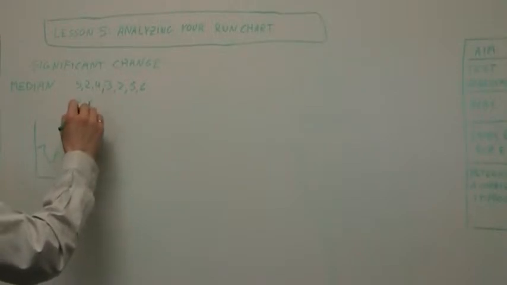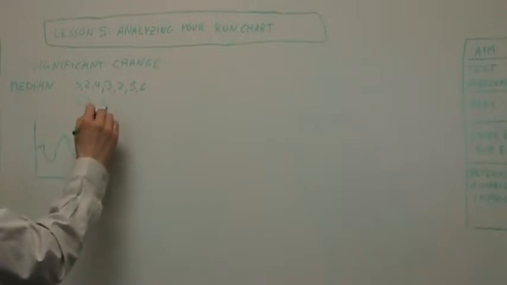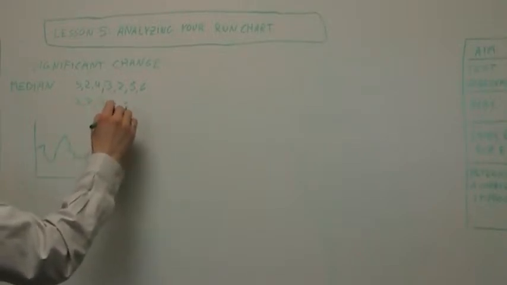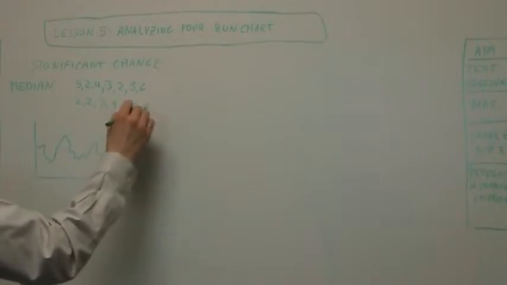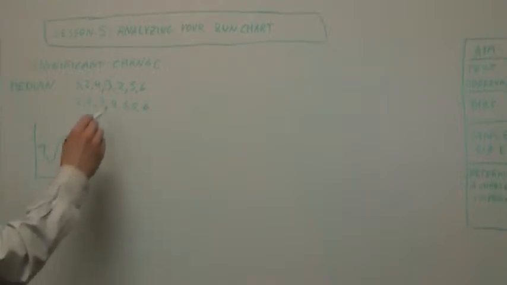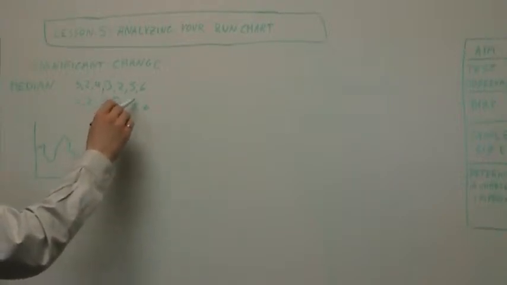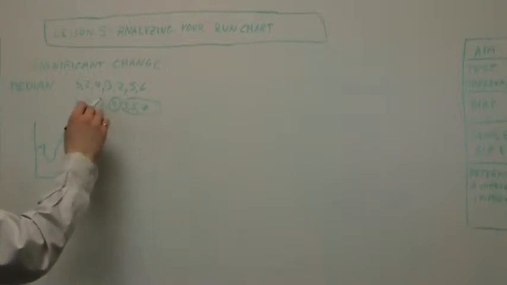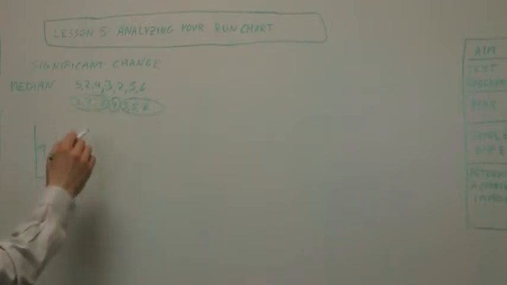And we are going to order this data from smallest to largest. So that's 2, 2, 3, 4, 5, 5, and 6. Now we need to find the midpoint of this data. So that is 4. And it's the midpoint because there are 3 above and 3 below. So our median is 4.